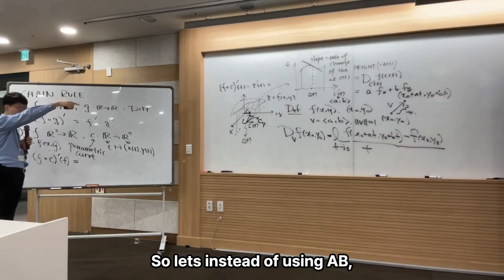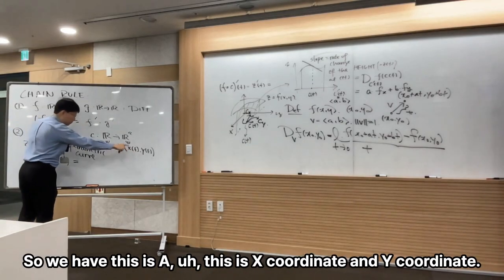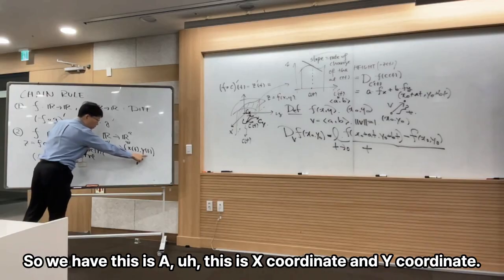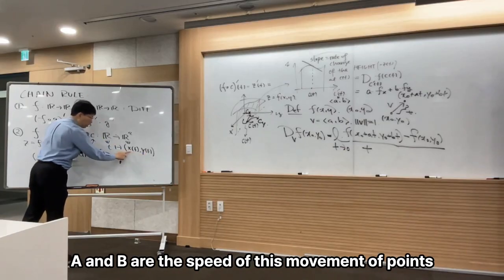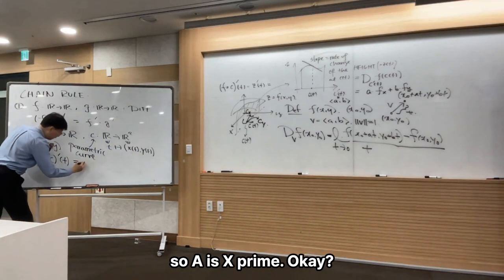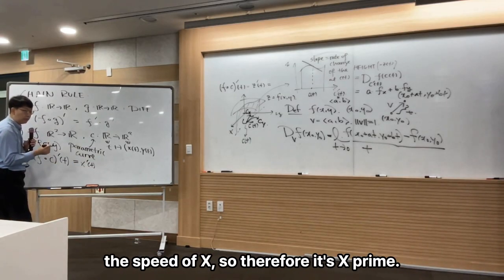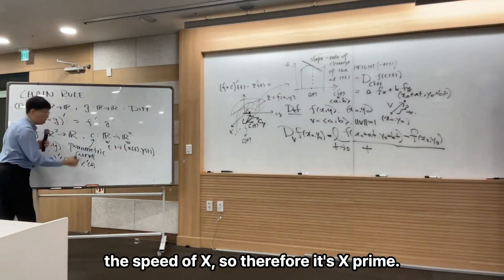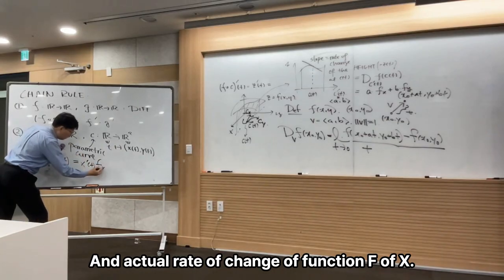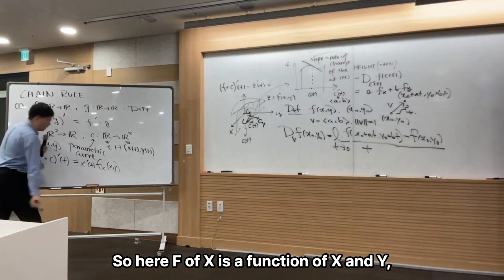So instead of using a and b, let's make it fancier. We have this x coordinate and y coordinate. A and b are the speeds of this movement of the points. So a is x prime, okay? A is the rate of change of x, the speed of x, so therefore it's x prime. And the actual rate of change of the function is f sub x. So here f is a function of x and y.